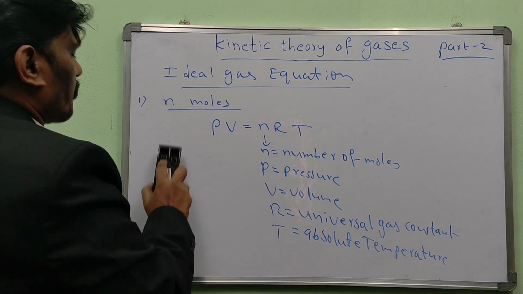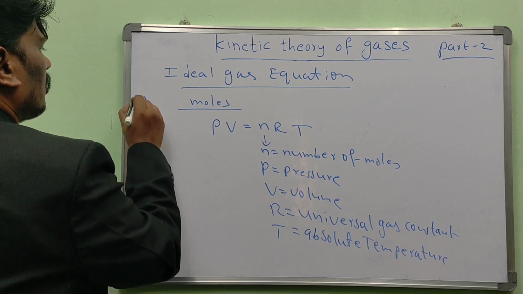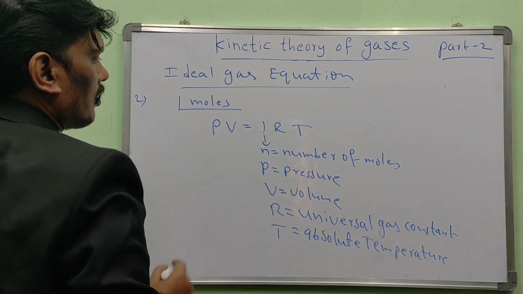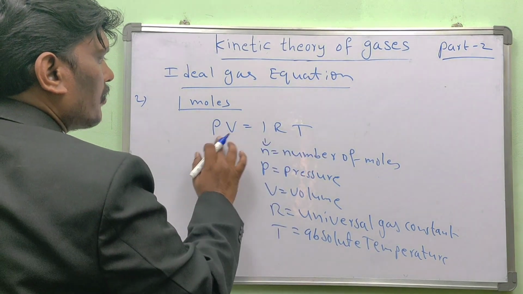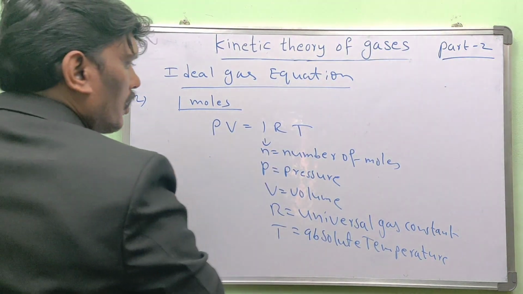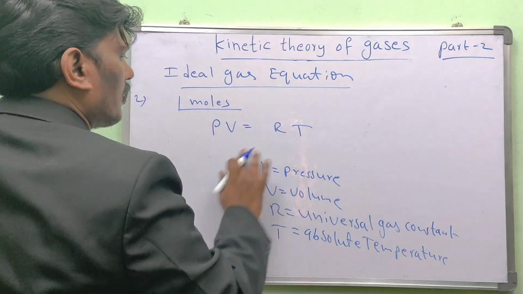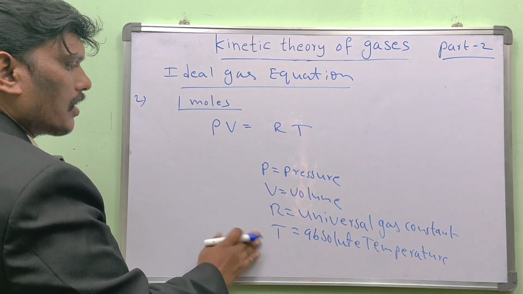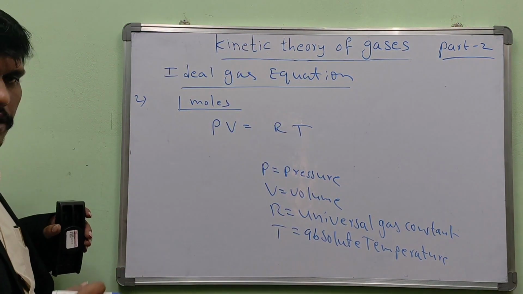For 1 mole, what will happen? Second one, for 1 mole. In place of n, write down 1 mole, that's all. That means PV is equal to RT. That is for 1 mole. Again, P is pressure, V volume, R the universal gas constant, T the absolute temperature. PV is equal to RT is the ideal gas equation for 1 mole.